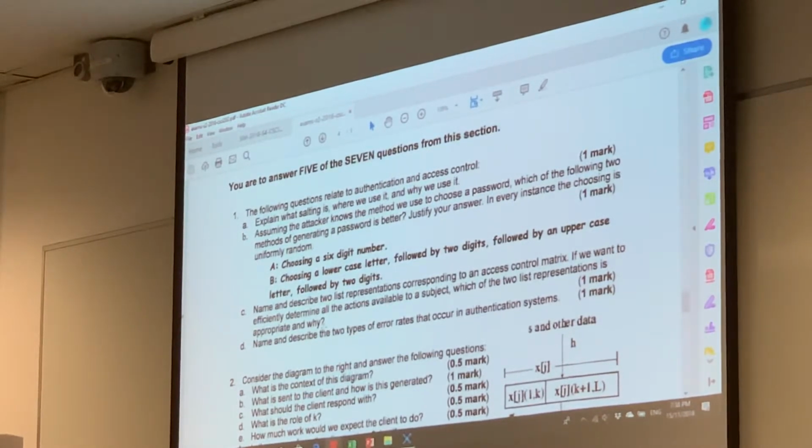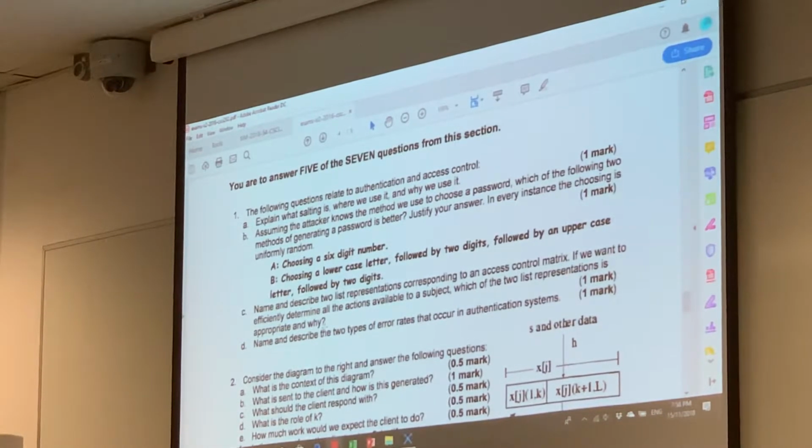Name and describe the types of error rate that occur in an authentication system. False positive, false negative. Yeah? This one, past year also has. I think you can summarize everything. Then see this chapter, these are the questions asked, and how the past questions were asked, hopefully it can help.